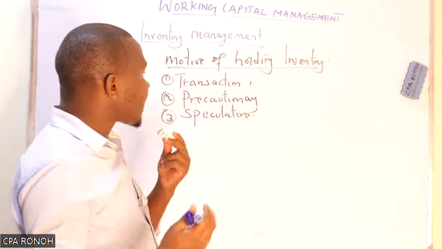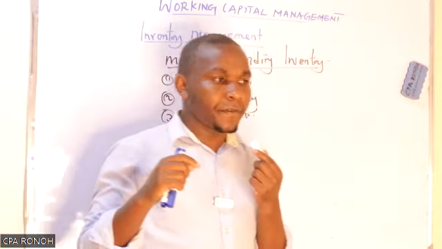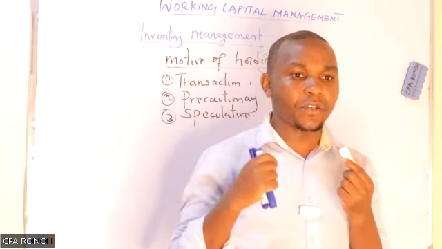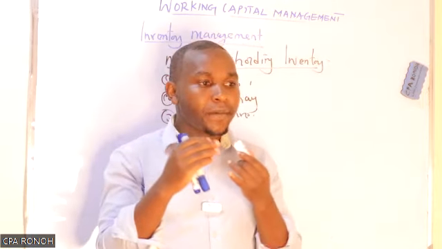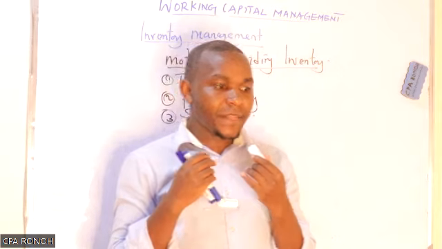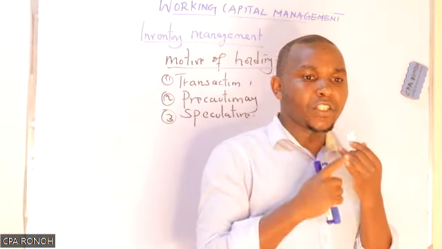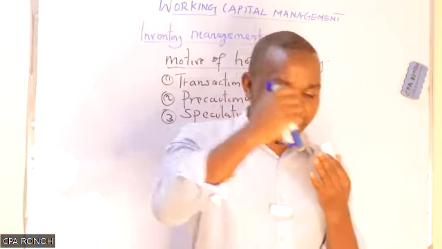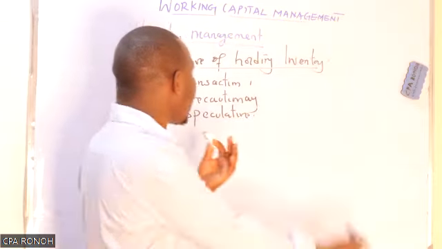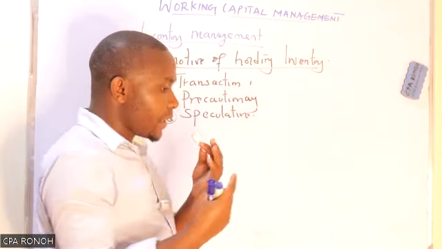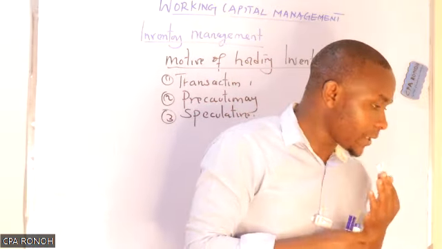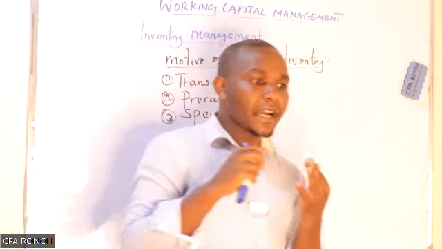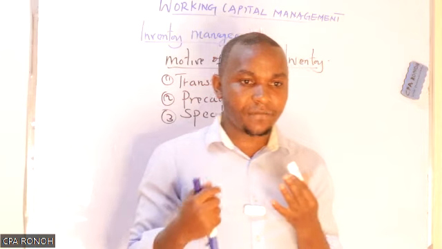When you say transaction motive, you should have a certain level of inventory to allow day-to-day sales and movement of the inventory, so that if a customer comes, you can sell today, tomorrow and the other day. Precautionary motive: we hold inventory in case there are any emerging issues.